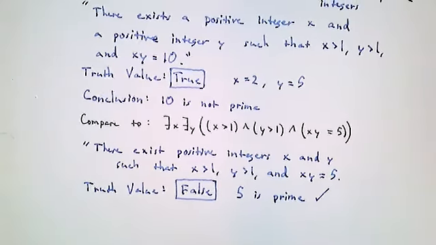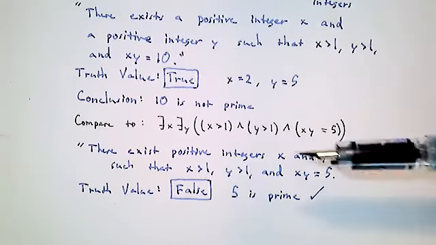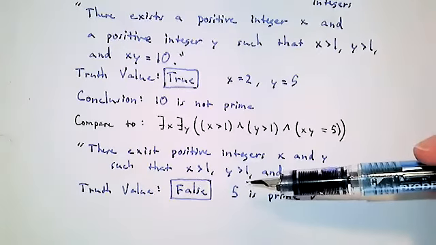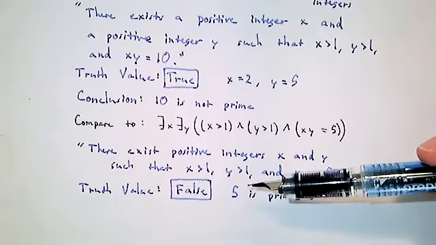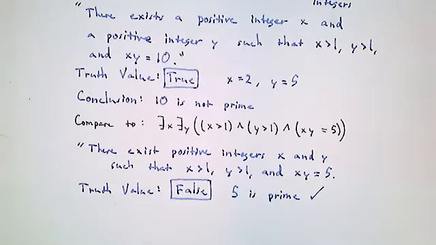Okay. Any questions before we move on to the next topic? Could you also just say false because 1 is not greater than 1? I think what you're trying to say is that the only way to factor 5 is 5 times 1, and 1 is not greater than 1. Yeah. Okay, exactly.